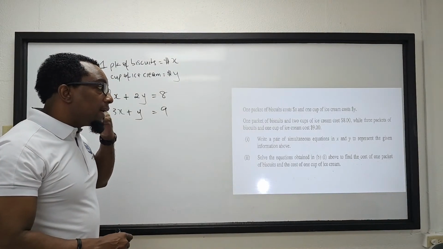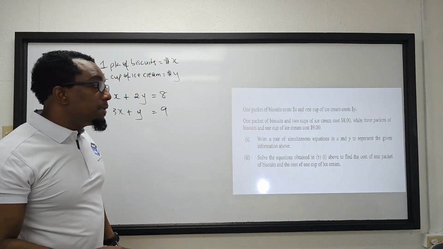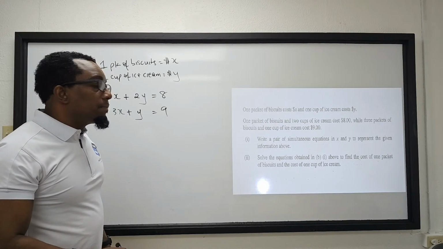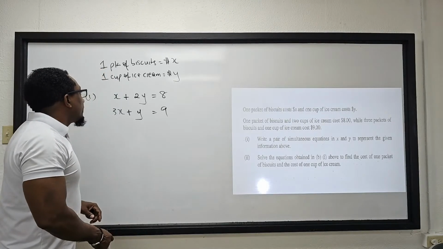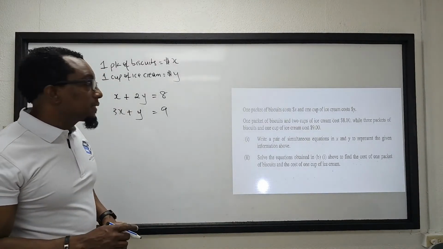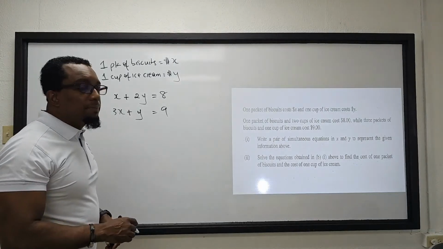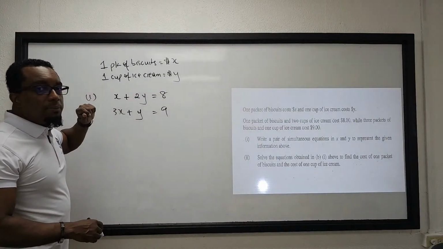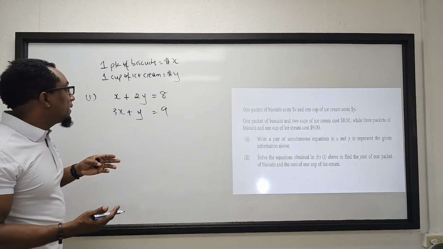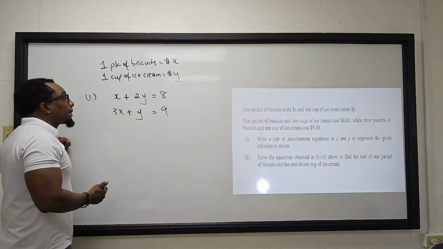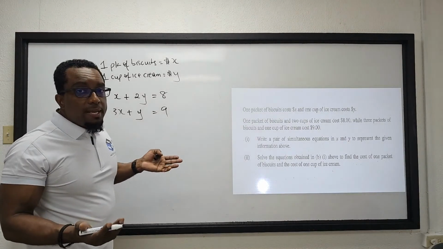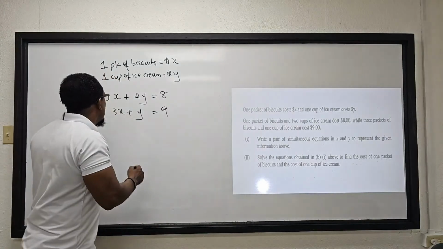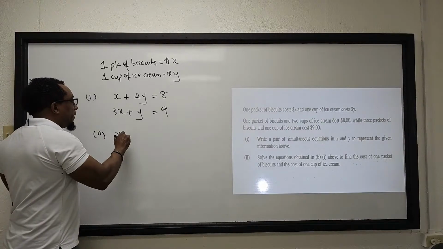Now part 2, they asked us to solve the equations obtained in part 1 above to find the cost of 1 pack of biscuits and 1 cup of ice cream. So we want to find X, we want to find Y, we solve the pair of equations simultaneously. How are we going to do so? You can use either the method of elimination or substitution. I'll go with elimination. So I'm going to state my pair of equations.